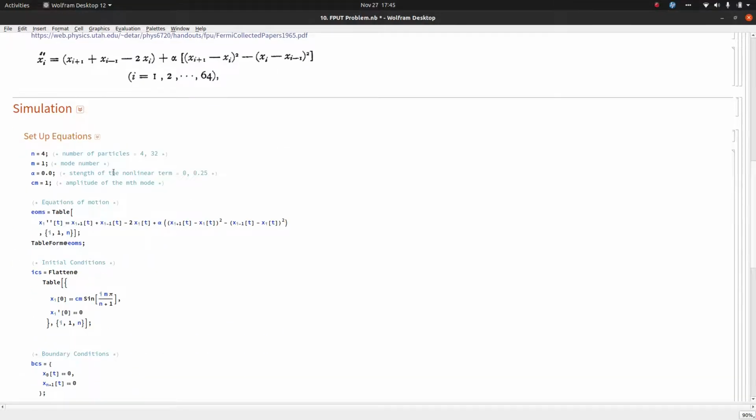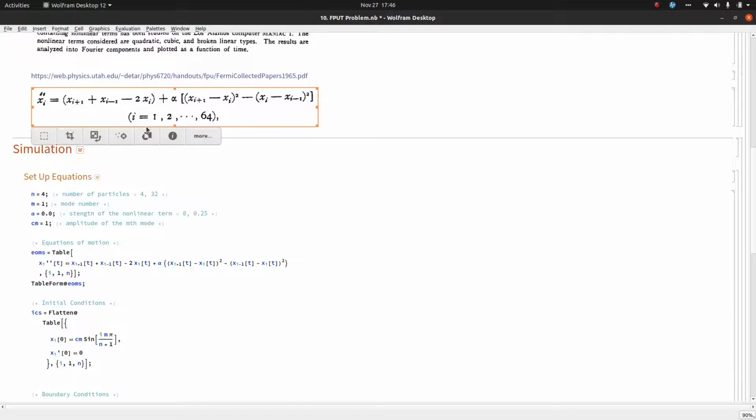So we're going to start simple. We're going to keep the number of particles small, just to get things set up, and then we'll bump it up to 32. We're going to start with 4 particles. We're going to keep the mass... no, I'm sorry, this is not the mass. This is the mode number. We're going to start in the lowest mode, the first mode. We're going to start with no nonlinear term.